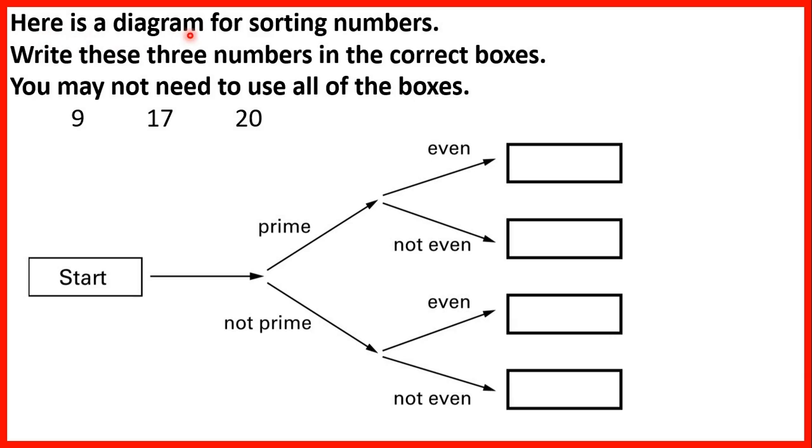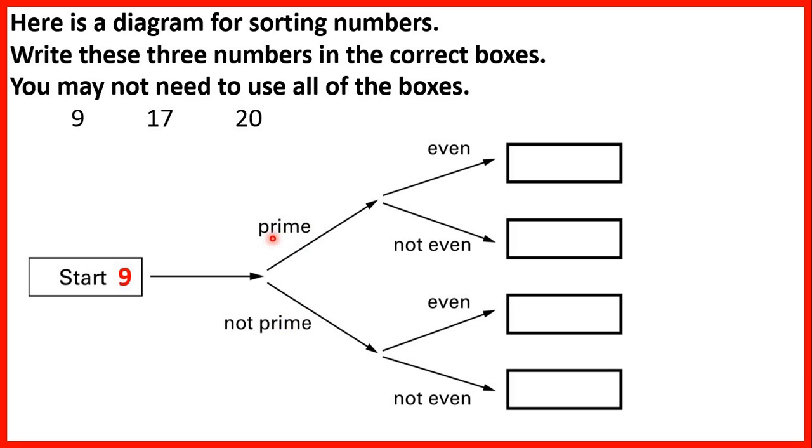Here is a diagram for sorting numbers. Write these 3 numbers in the correct boxes. You may not need to use all of the boxes. So we have the numbers 9, 17 and 20. So let's start with the number 9. First, we need to decide whether it's prime or not prime.